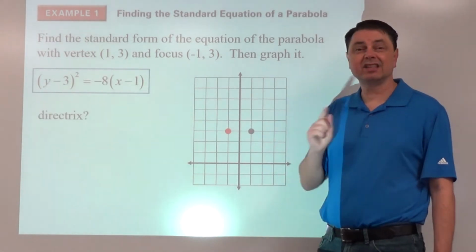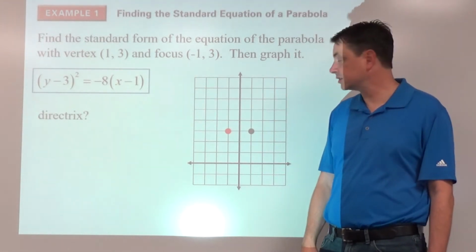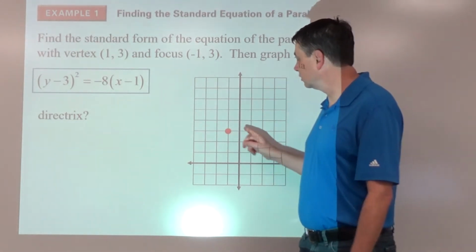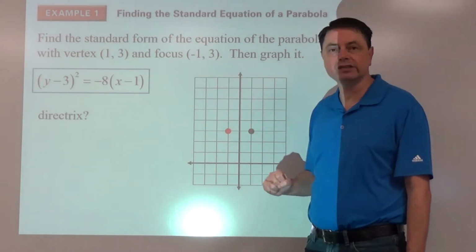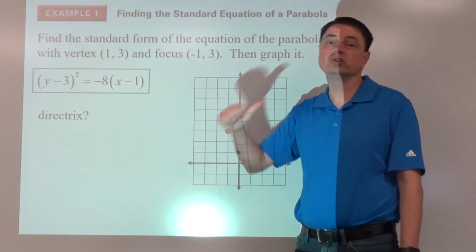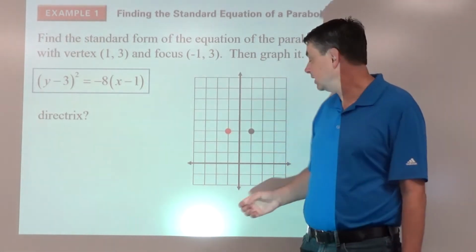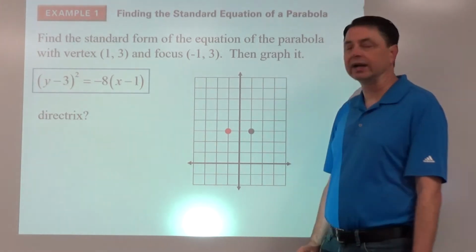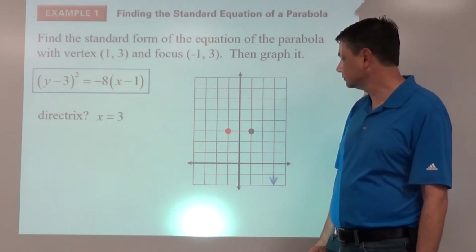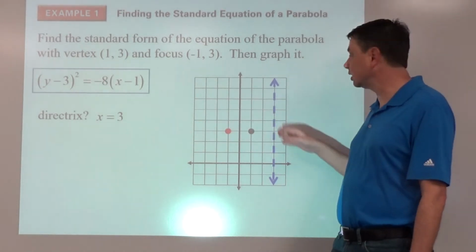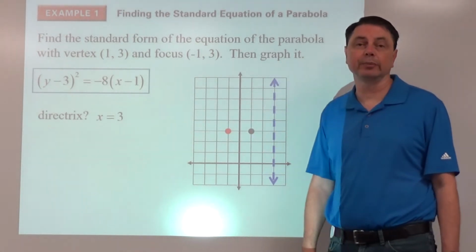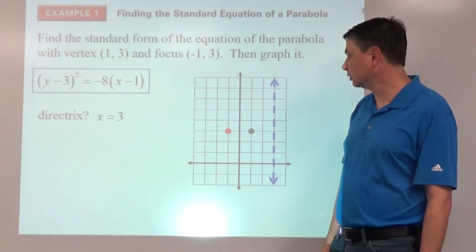Okay. Next thing we want to do is to draw the directrix. So here's our vertex. We went 2 to the left to get to the focus. That means we got to go 2 to the right, the other direction, and we would reach the directrix. Since our axis was horizontal, our directrix is going to have to be perpendicular to that, or vertical.